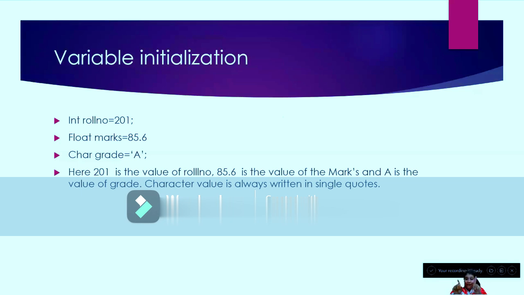For a character, every time we have to put single quotes. Then only it indicates that it's a character. If you put double quotes, it's a string. Here 201 is the value of roll number, 85.6 is the value of marks and A is the value of grade. A character value is always written in single quotes. This should be remembered by yourself.